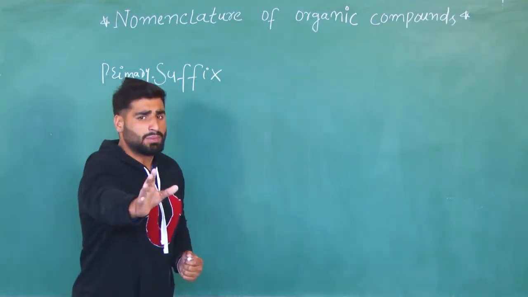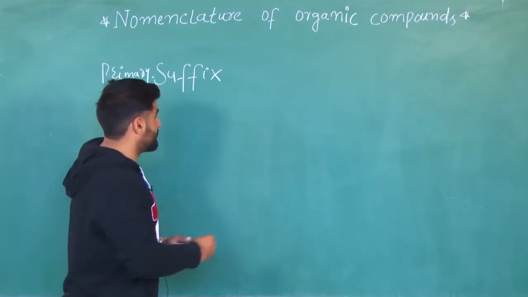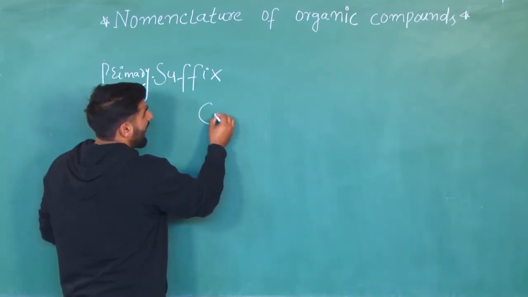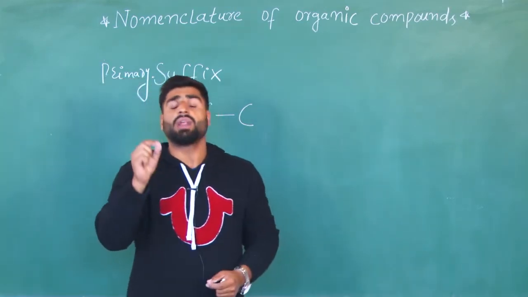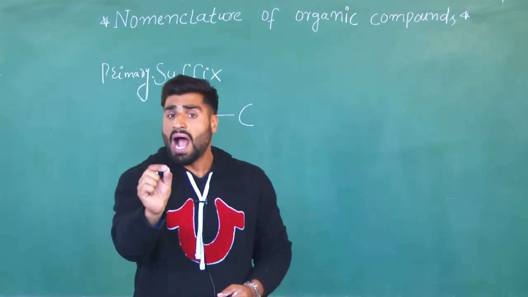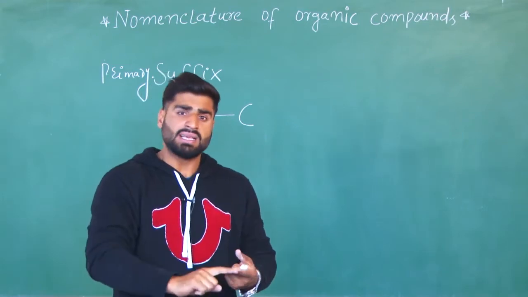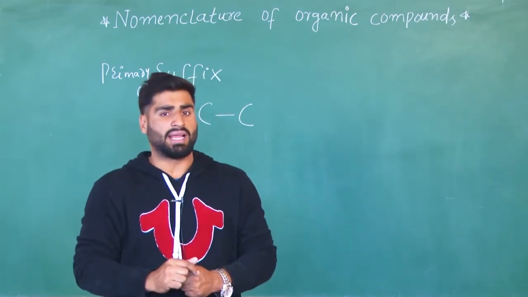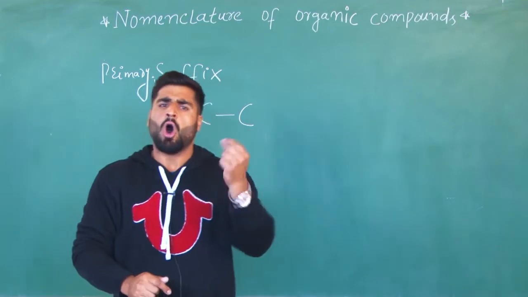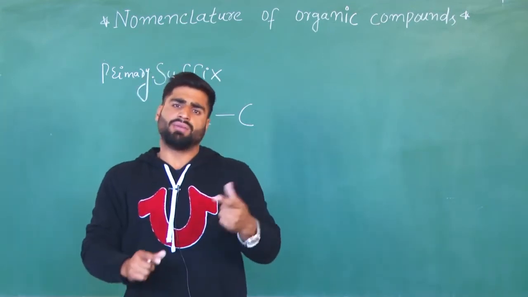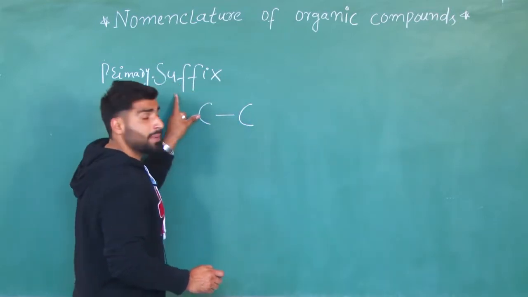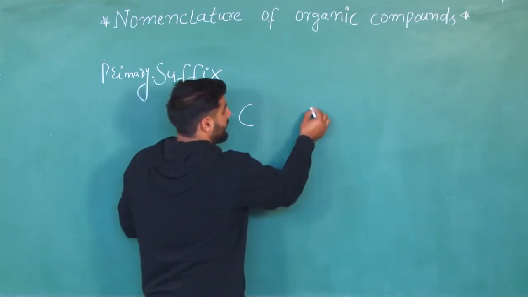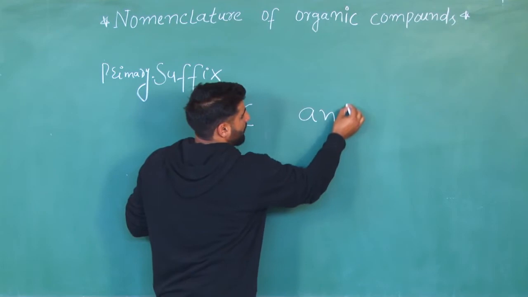Now there is a very simple story. It goes like this. If an organic compound, a hydrocarbon, only contains carbon-carbon single bond linkages, meaning there are only sigma bonds between the carbon atoms, then we use the primary suffix ane. Very simple.